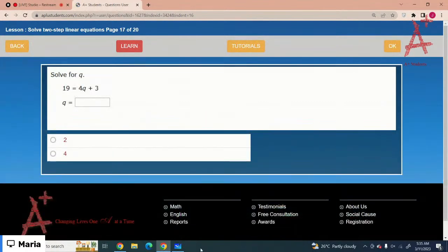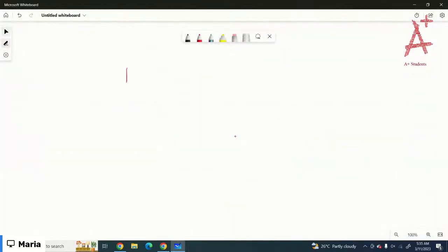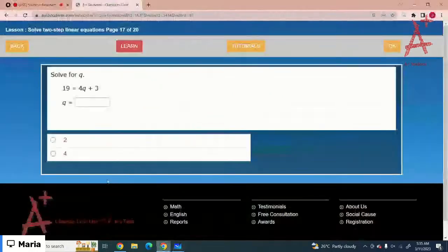Okay, the next one is 19 equals 4q plus 3. So you have to remove that 3 from here. So subtract 3 from both sides. 3 minus 3 is 0. 19 minus 3 is 16. 16 equals 4q. So just divide both sides by 4. 16 divided by 4 is 4. So q equals 4. Got it? So the correct option is q equals 4.